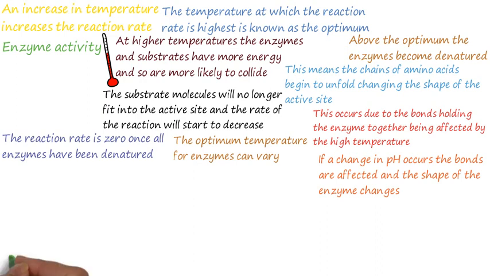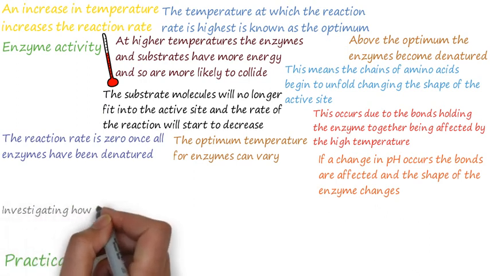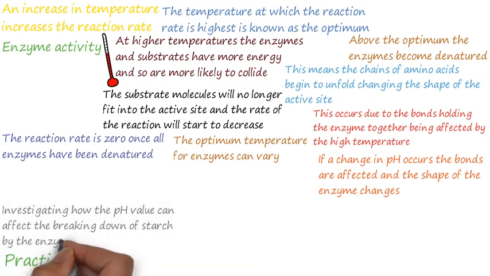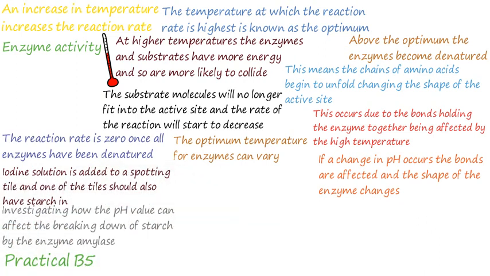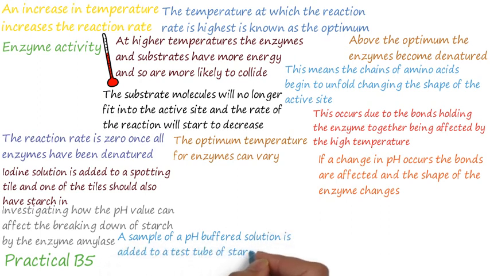The next required practical is to do with enzymes and pH. You are investigating how the pH value can affect the breaking down of starch by the enzyme amylase. For this experiment you will have three different pH buffered solutions, test tubes of starch and a test tube of amylase in a water bath. You will then need to add a drop of iodine solution into each section of a spotting tile. In one of the tiles you should also add a drop of starch.